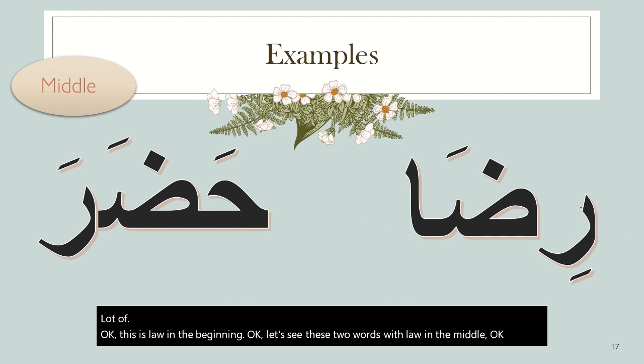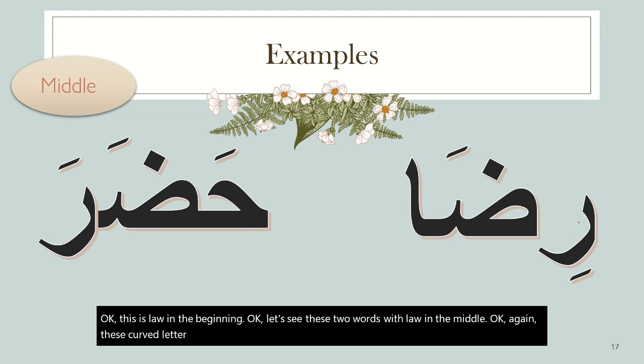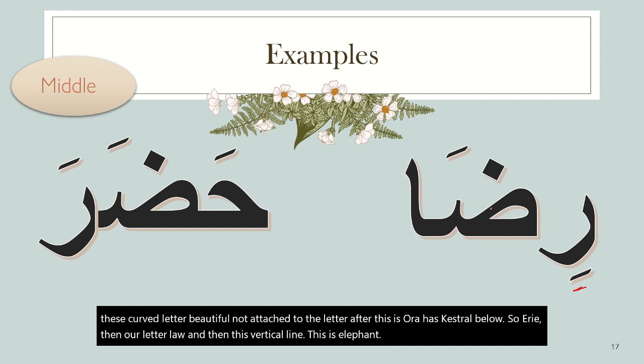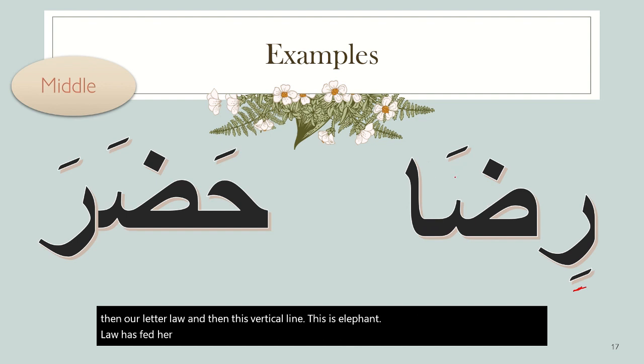Again, this curved letter, beautiful, not attached to the letter after. This is ra, has kasra below, so ri. Then our letter ض, and then this vertical line, this is alif. ض has fatha above, so let's try to pronounce it. رضا رضا. Okay, رضا.